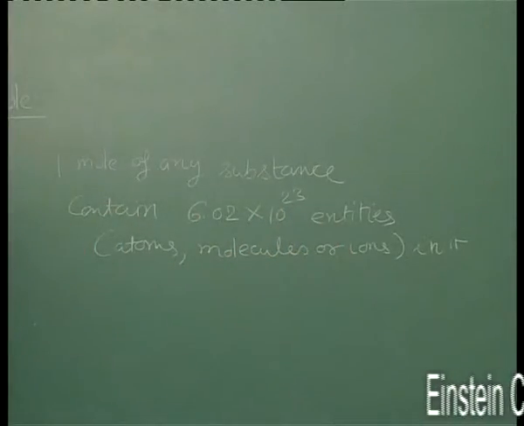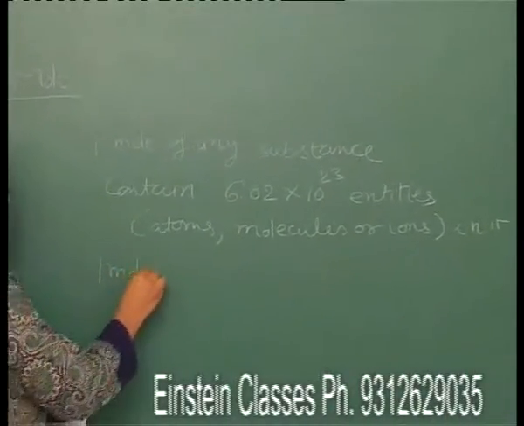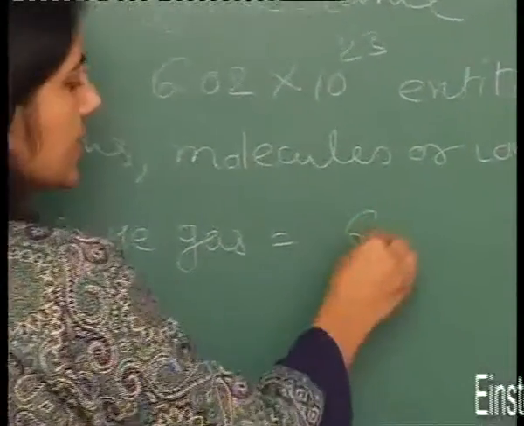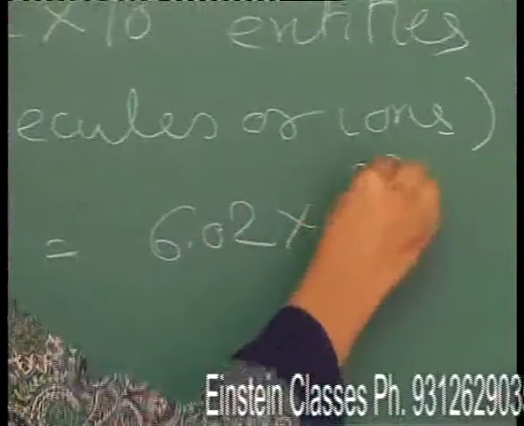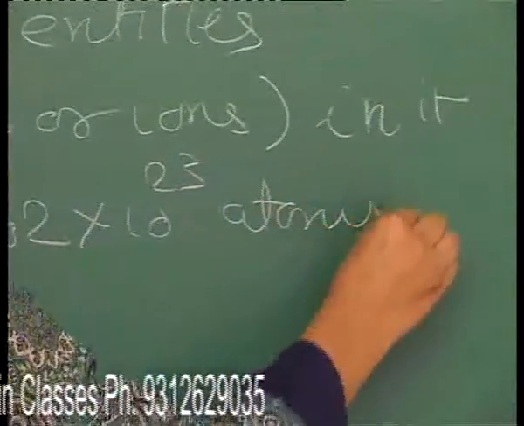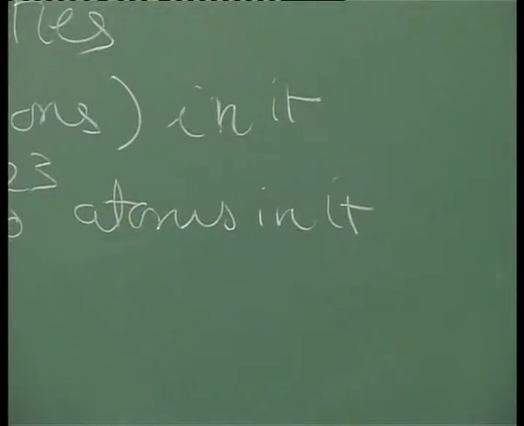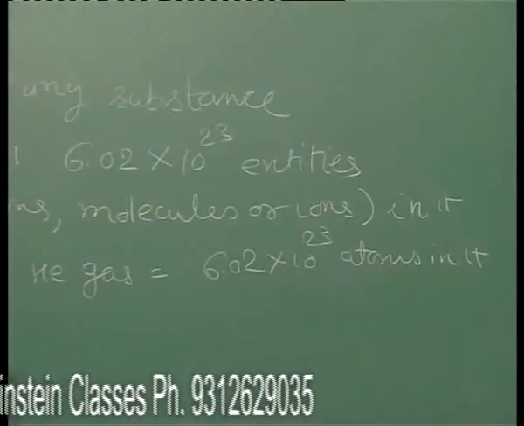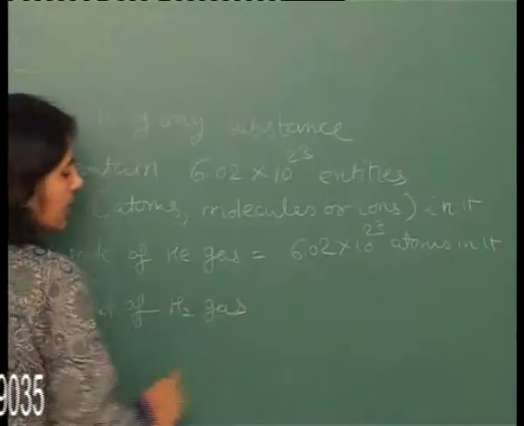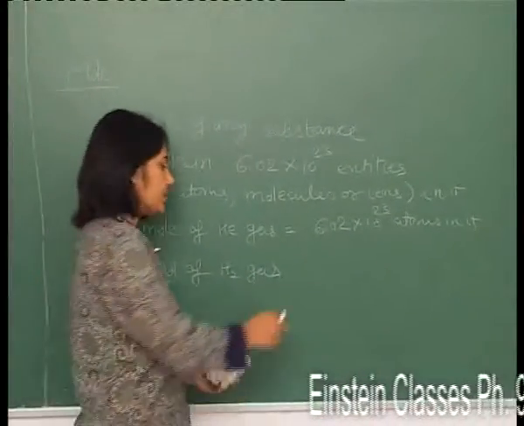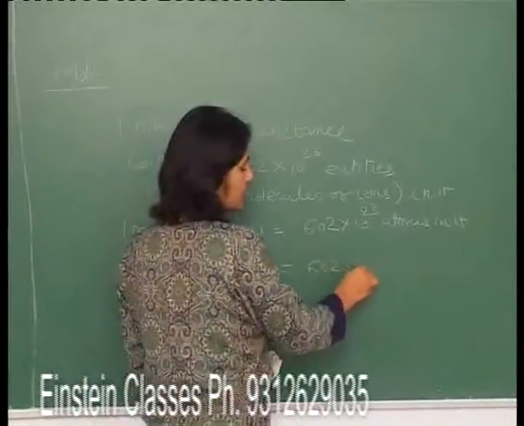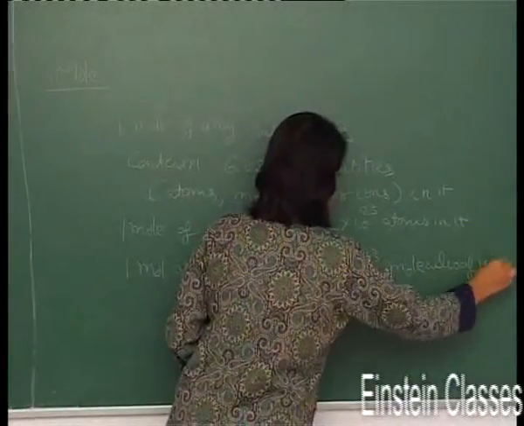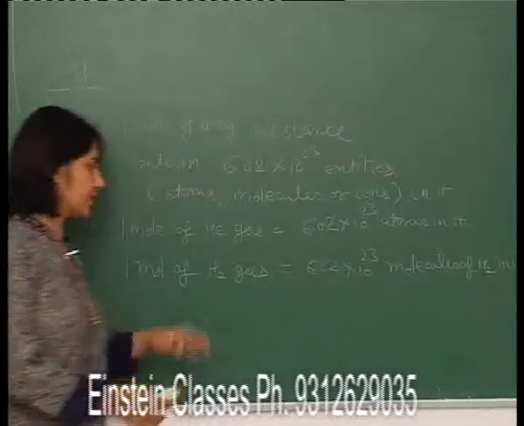What does it mean? If we take, let's suppose, 1 mole of helium gas, it means it contains 6.02 into 10 raised to power 23 atoms in it. और अगर हम एक एटम ना लेके अगर हम एक मॉलिक्यूल लेते हैं, if we take 1 mole of H2 gas in a container, अगर कंटेनर में सभी H2 मॉलिक्यूल्स हैं then it will have 6.02 10 raised to power 23 molecules of H2 in it.